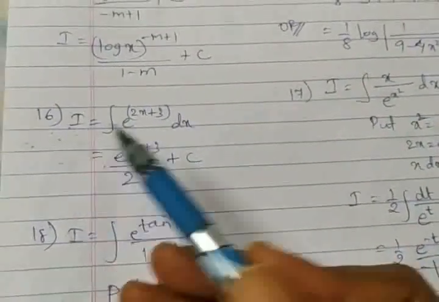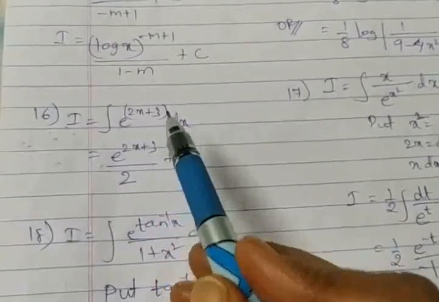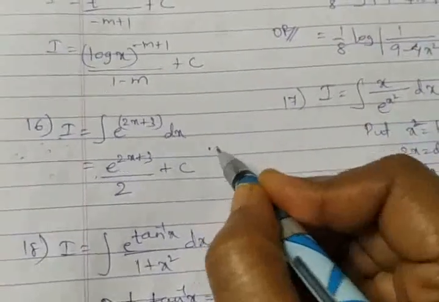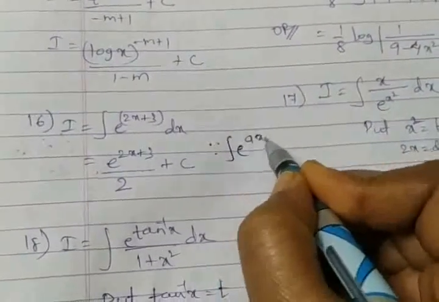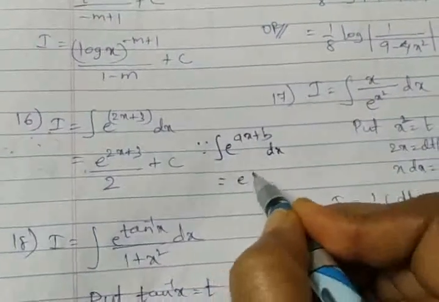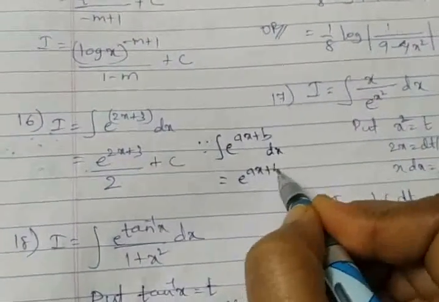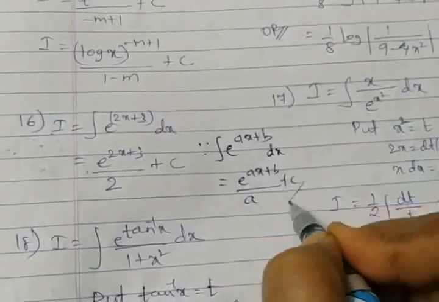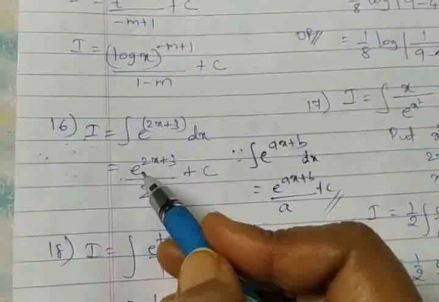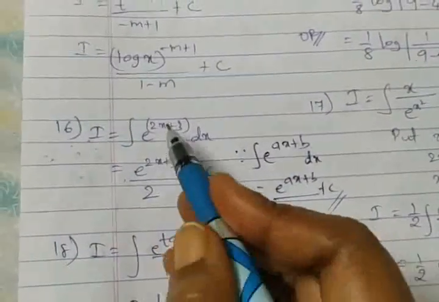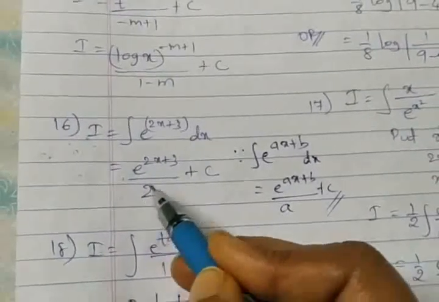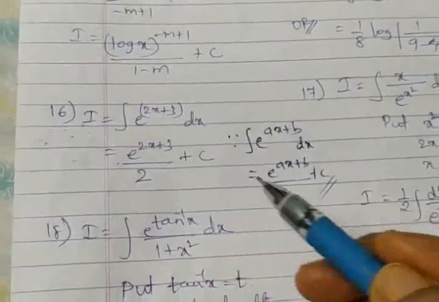16th question. We have one more question. The integration of e raised to 2x plus 3. Very well you can guess it. It's the integration of e raised to ax plus b with respect to x. So we are left with e raised to ax plus b, denominator a, plus c, which should be the answer. So it's a one mark question. So very well you can guess the answer. We are left with e raised to 2x plus 3, and the coefficient of x, 2, should be taken in the denominator. It is denominator 2 plus c, which should be the answer.